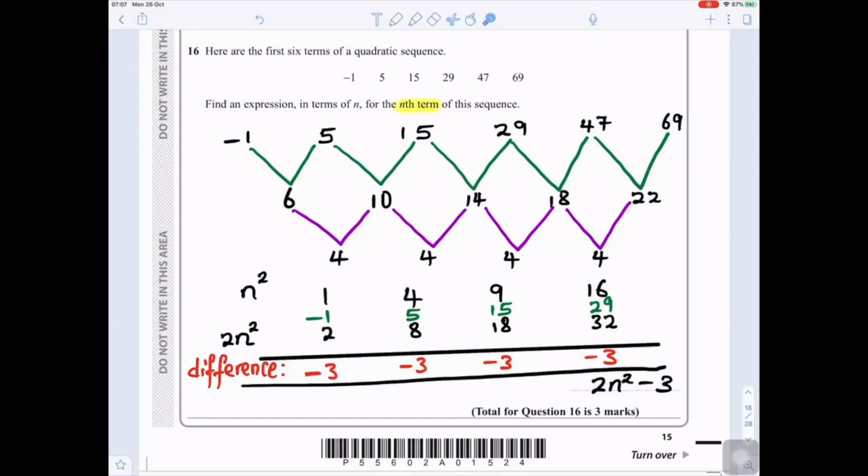So we can write the n-th term of the quadratic sequence as 2n squared minus 3. And you can check if it's correct by substituting some numbers. Let's put n equals 1. 2 times 1 squared minus 3: 1 squared is 1, times 2 is 2, minus 3 is minus 1. If we put 2, 2 squared is 4, times 2 is 8, minus 3 is 5. And if you put 3, 3 squared is 9, times 2 is 18, minus 3 is 15. So we have checked to make sure it is correct.